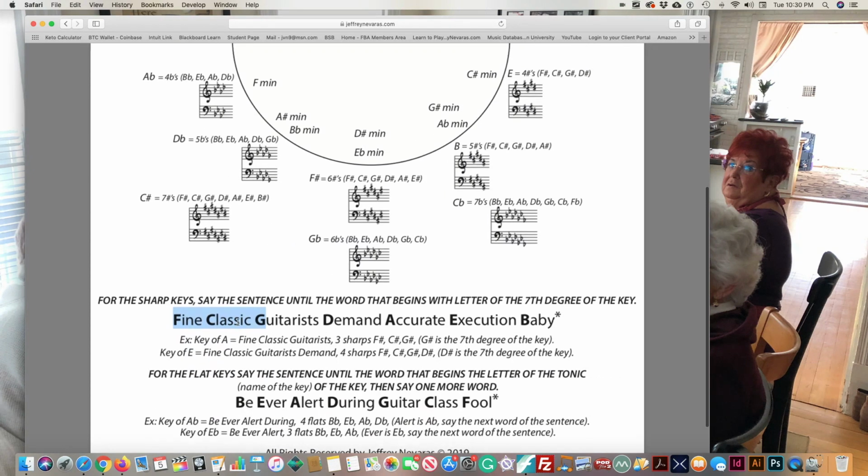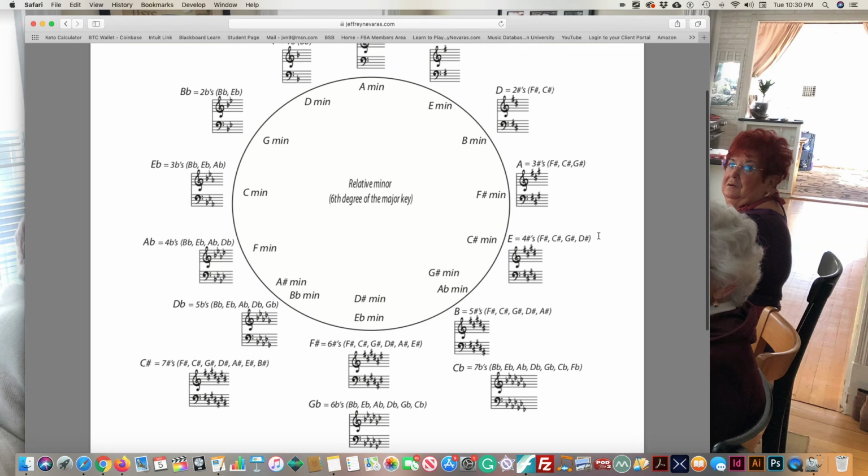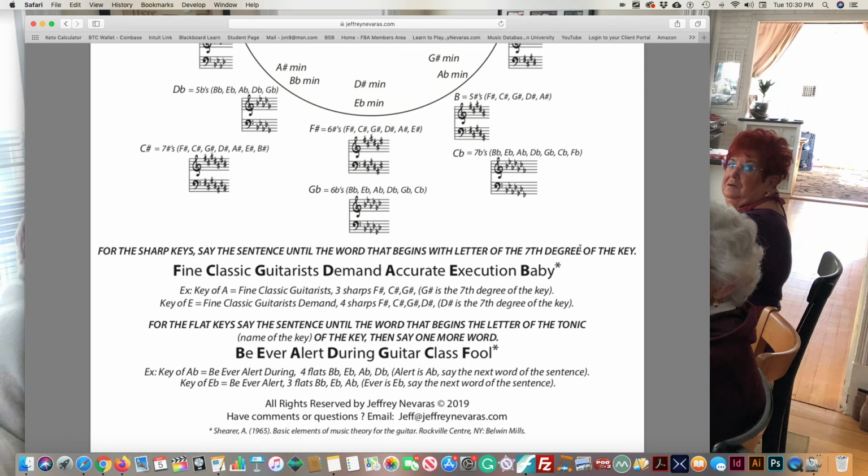In the key of E, D sharp is the 7th note in the key of E. Now remember, when we're talking about key signatures, there's a half step between the 7th and 8th degree of the scale or the key. If I go a half step below E, it goes to D sharp. So, Fine Classic Guitarists Demand.